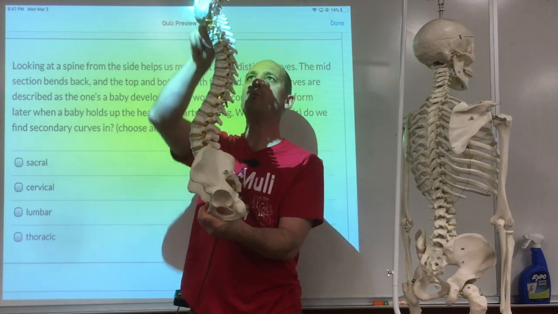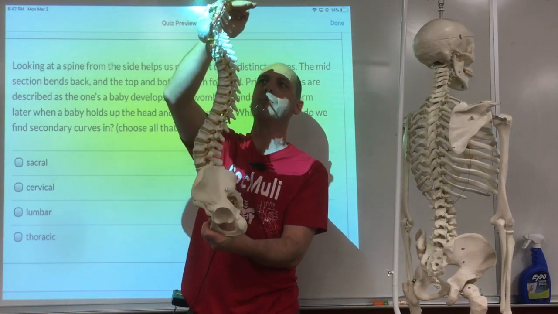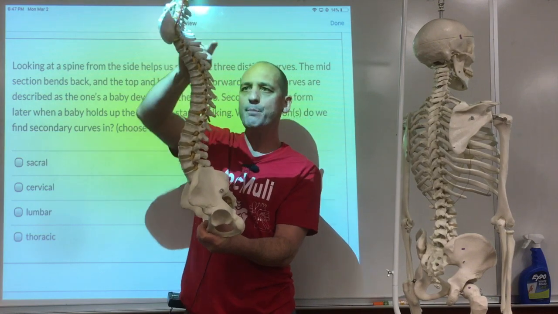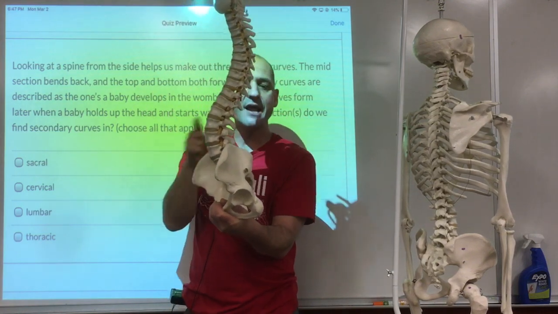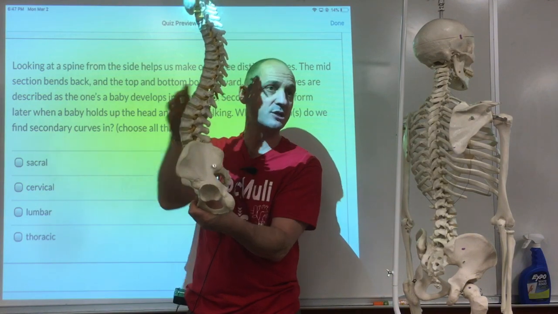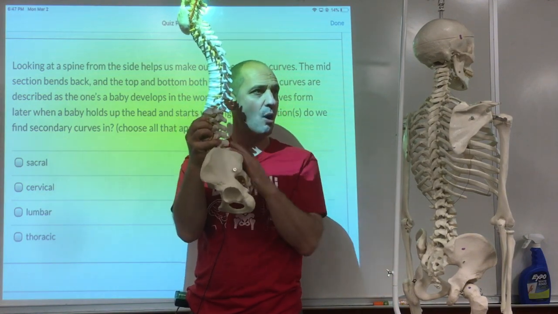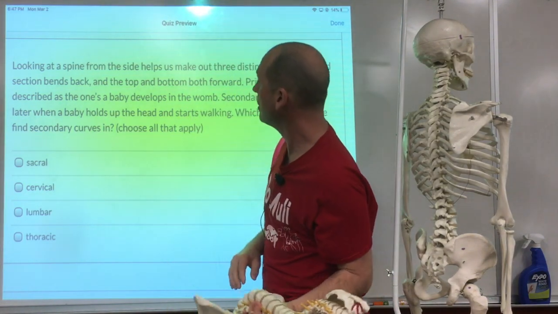You go this way in the spine, so that's forward bending, backward bending, forward bending, and then down in the hip, you go backward again. It's just the whole bone. It's not movable bones.